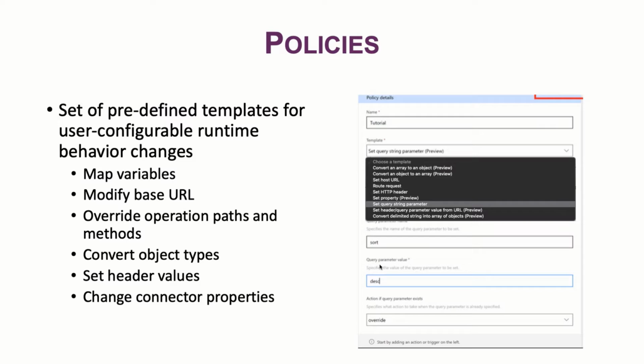So they're very flexible, give you a lot of capability for managing your connector without necessarily having to change the API, or things that can't actually be changed in the API. Like if your API requires an object, but you're getting an array, you can't do anything about that in an OpenAPI spec, but you can do that with a policy.